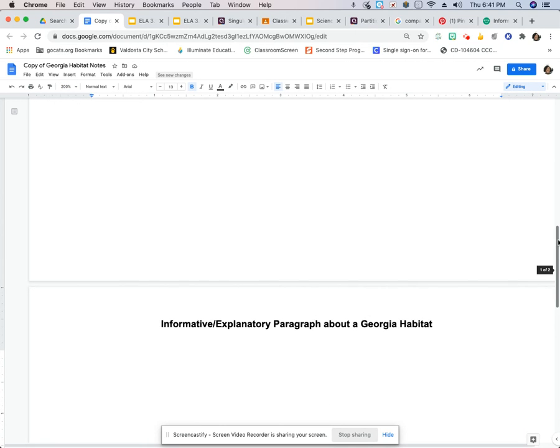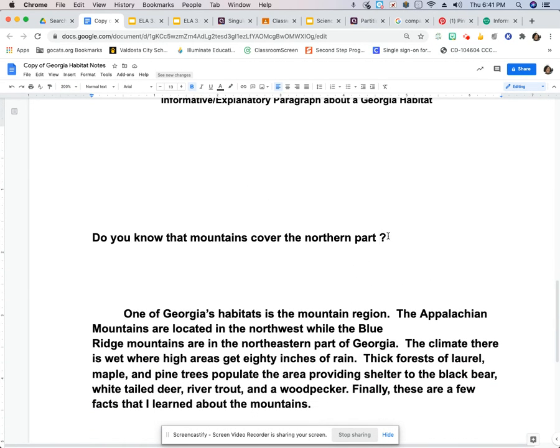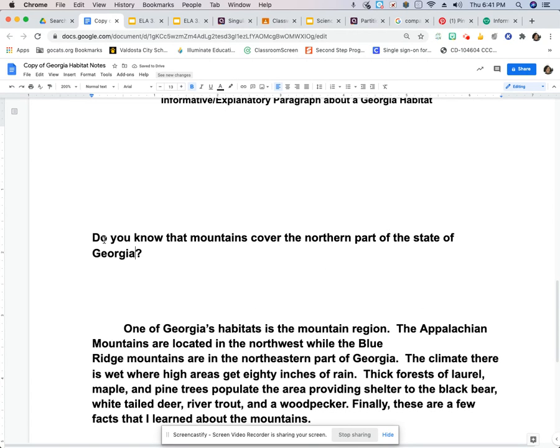Okay, zoom in. Did you know that mountains cover the northern part of the state of Georgia? Well, they do! Exclamation point.